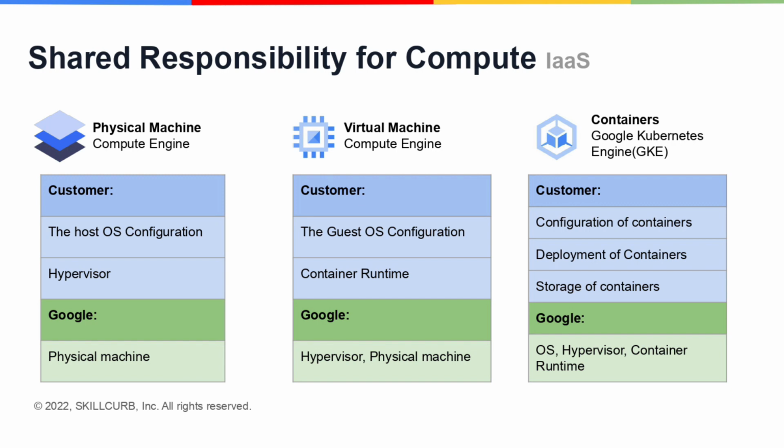So for you, you are more responsible for this layer. Then you have virtual machines. This would be Compute Engine. You are responsible for the guest operating system configurations. You can also install a container runtime, while Google is responsible for the hypervisor and the physical machine.